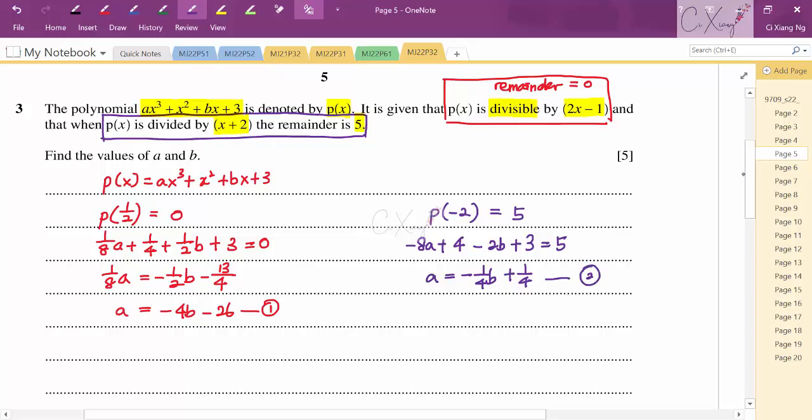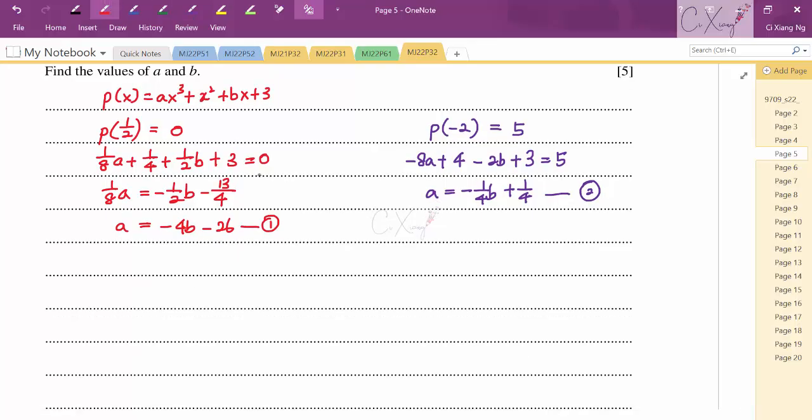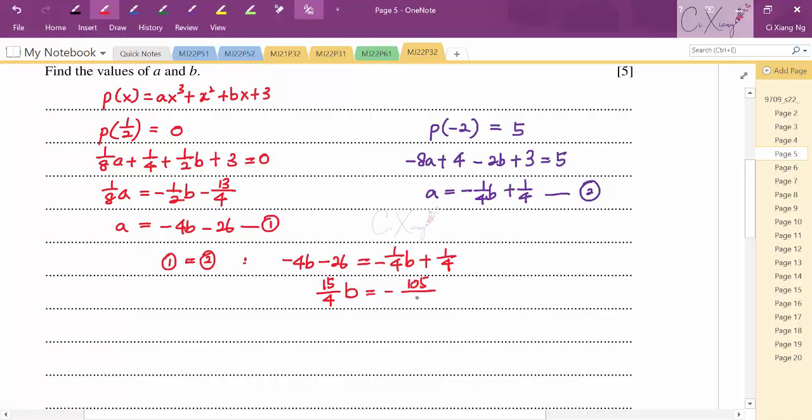After I get these two equations, I try to solve them simultaneously to get the values of a and b. So I let 1 equal 2. You have negative 4b minus 26 equals negative 1 over 4 b plus 1 over 4. Put all the b on one side, and eventually I will get b equals negative 7. If b equals negative 7, substitute it back into either the first or second equation, and the value of a that you will get is a equals 2.